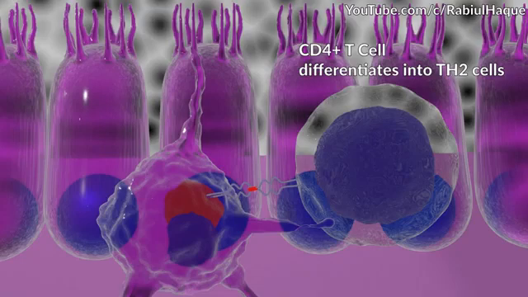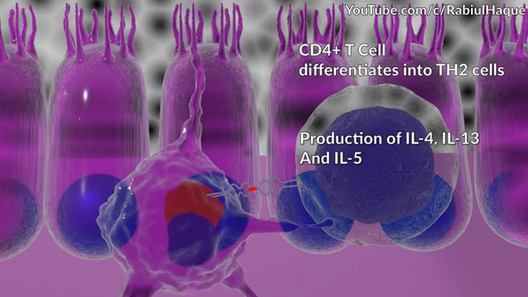Only some of the environmental antigens will evoke strong T helper 2 response and serve as allergens. In response to this antigen, and also due to locally produced cytokines like interleukin 4, CD4 positive T cell will differentiate into T helper 2 cells. T helper 2 cells can produce interleukin 4, interleukin 13, and interleukin 5.